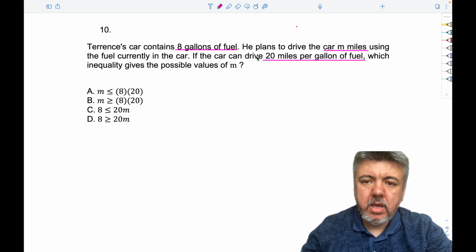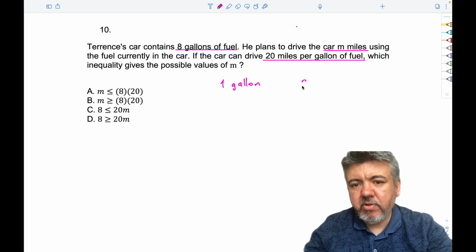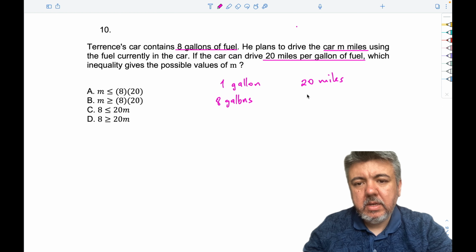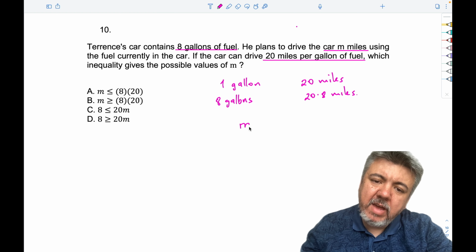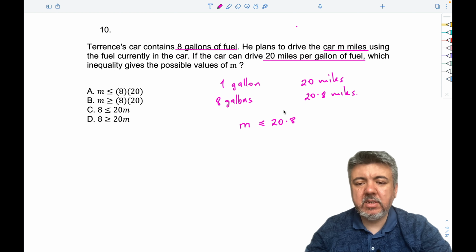So, 1 gallon lets him drive 20 miles. 8 gallons, 20 times 8 miles. So if we want to drive m miles, it should be less than or equal to the possible miles he can drive. That's the case.